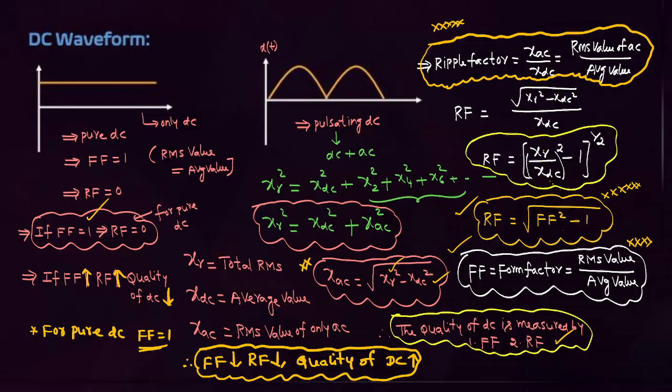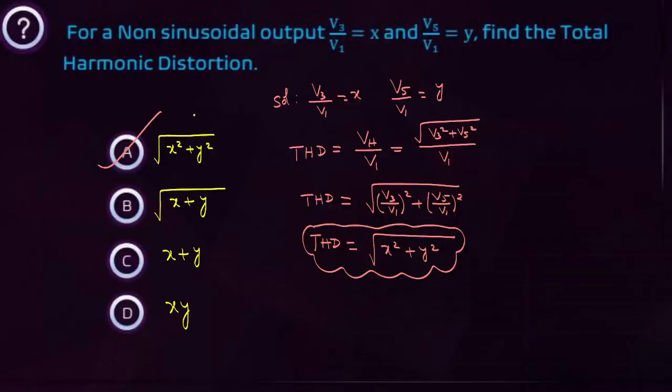Those are some basic points with respect to AC and DC waveforms. Here is one problem that you have to practice. For a non-sinusoidal output, V3 by V1 is X and V5 by V1 is Y. Find the total harmonic distortion. Total harmonic distortion is the RMS value of harmonics by the RMS value of the fundamental.